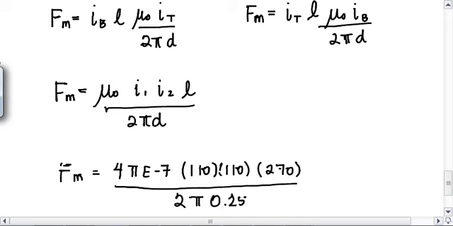We need to make sure we convert that. So what do we get as the force between these two wires? All right, so 2.6 newtons.